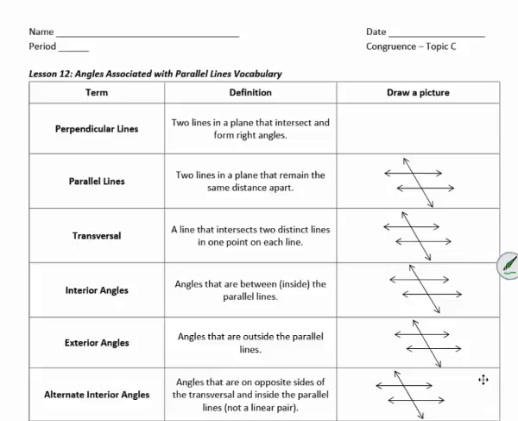First one is something called perpendicular lines. These are two lines in a plane that intersect and form right angles. So I'm going to draw you a picture. So we might have something that looks like this. And we know that right here is a right angle. Those are perpendicular lines. All right. They are also, I'm going to add in here a vocabulary word from last year, supplementary, because they make a straight line, and the two angles have to add up to 180. So we did that before.